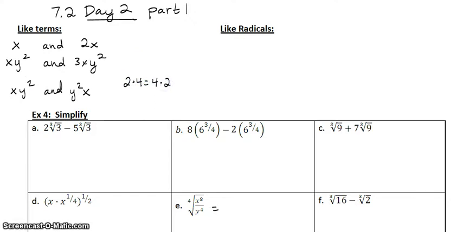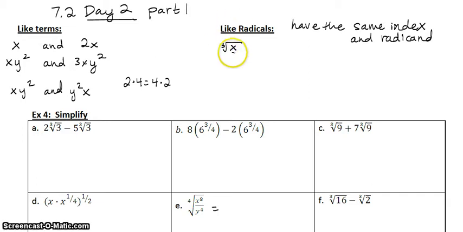For radicals, like radicals have the same index and radicand. The radicand is the number underneath the radical. So if I said the cubed root of x, 3 is the index and x is the radicand. Alright, so the cubed root of x would be a like radical term with something such as 2 cubed roots of x. And just like how I could add together x plus 2x, I can add together 1 cubed root of x plus 2 cubed root of x's, and that would equal 3 cubed root of x's total.